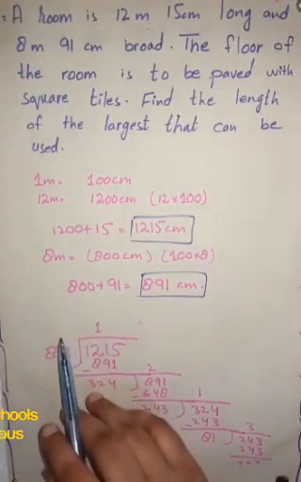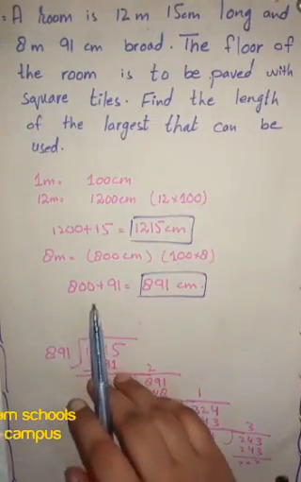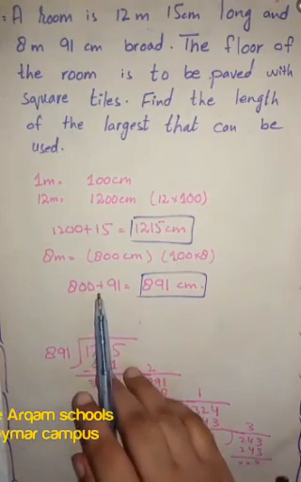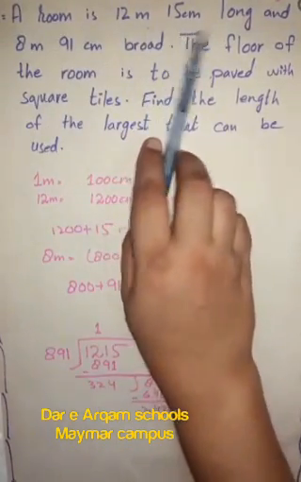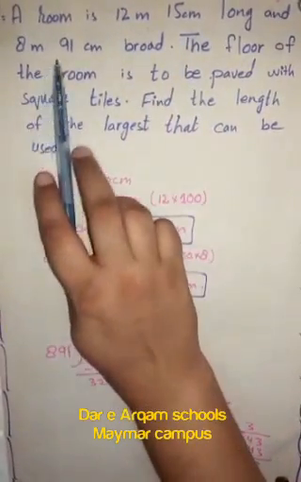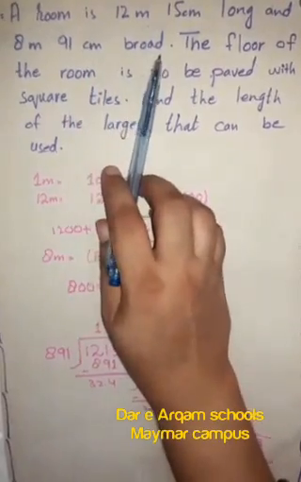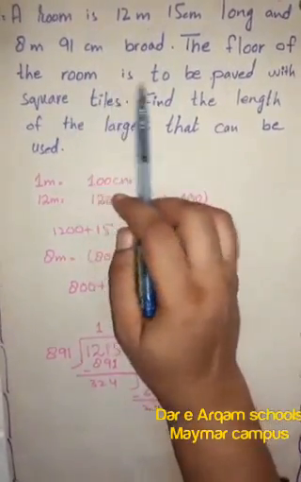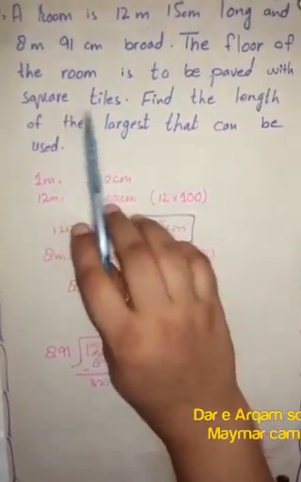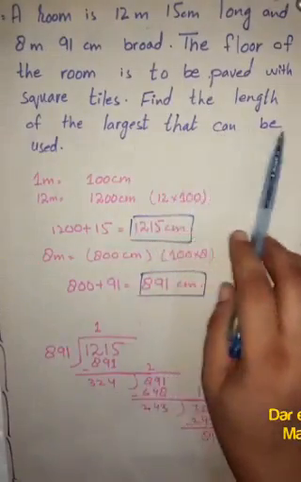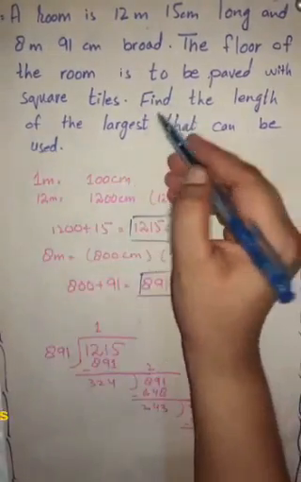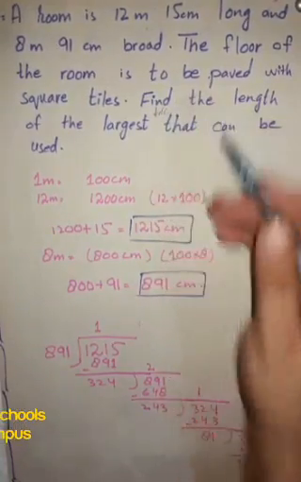Now students, we will solve our question number 7 of exercise 4A, which is: a room is 12 meter 15 centimeter long and 8 meter 91 centimeter broad. The floor of the room is to be paved with square tiles. Find the length of the largest tile that can be used.